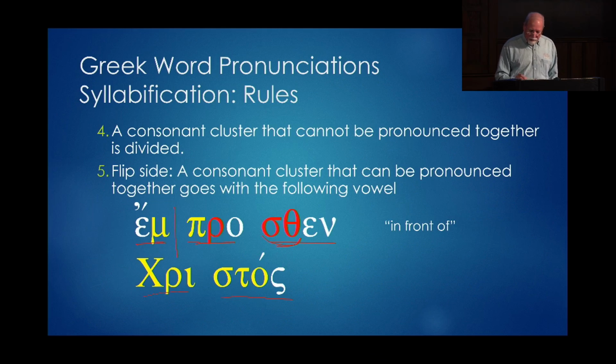And so we have, let's see, a consonant cluster that can be pronounced together goes with the following vowel. Yeah, so we have the st. That's easy. We do st all the time in English. And so those go together well, so we don't have any trouble putting stos together. Christos. All right?